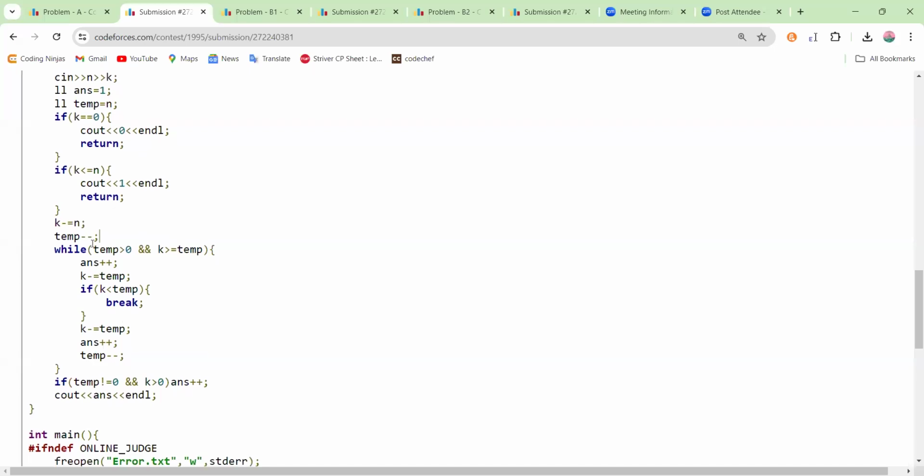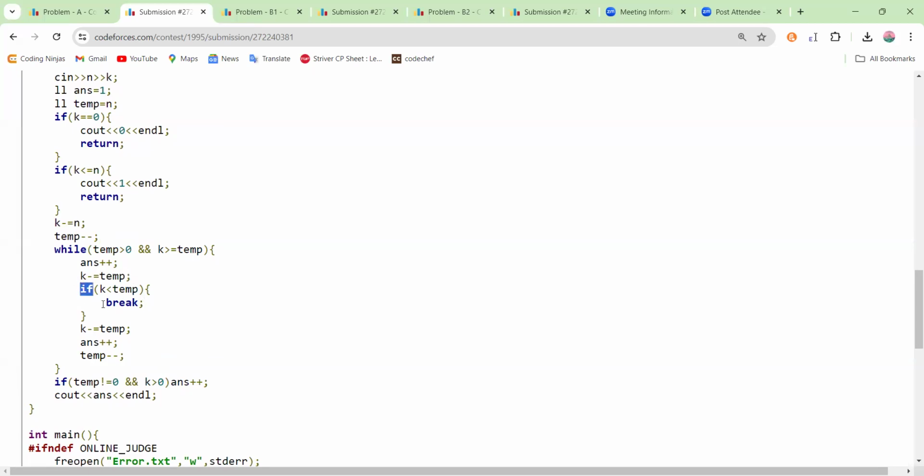Now we are simply greedily filling the diagonals. While temp is greater than 0 and k is greater than or equal to temp, we simply increment our answer, because we know that we are going to fill a diagonal. And what is the maximum number of cells that diagonal contains? Temp, isn't it? So we simply subtract temp from our k.